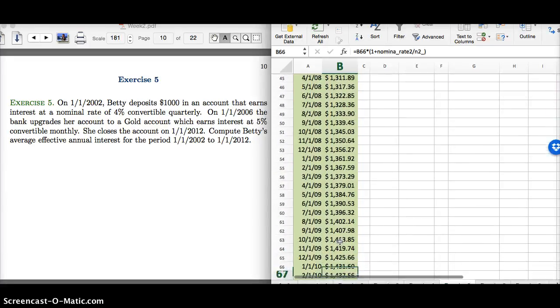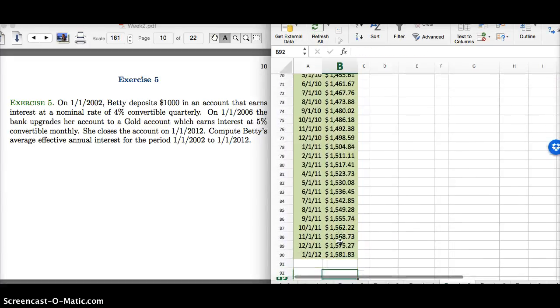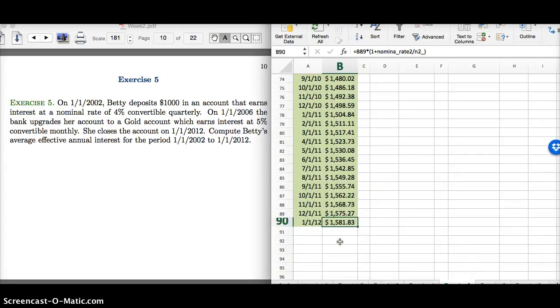Down here somewhere. There we go. Okay, so she ends up with $1,581.83. And then she closes the account. And we want to compute Betty's average effective annual interest rate for the period. So in other words, we want to know at what rate, if she had earned a constant rate throughout the 10 years, would she have ended up with the same ending balance.